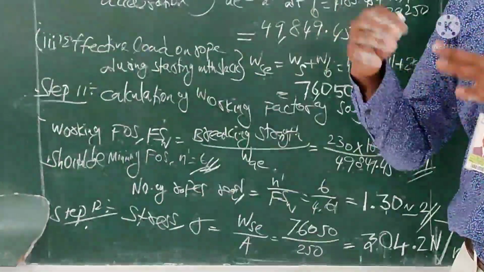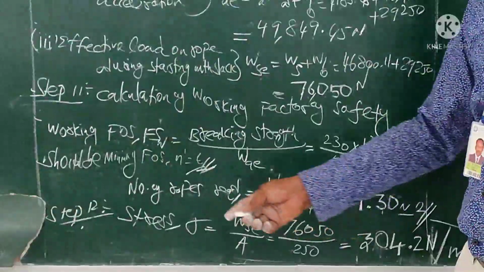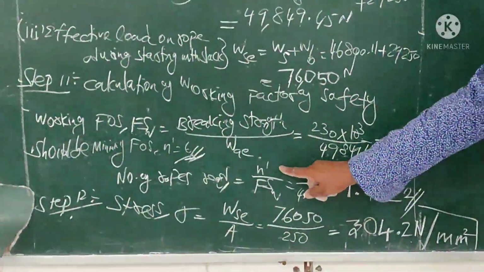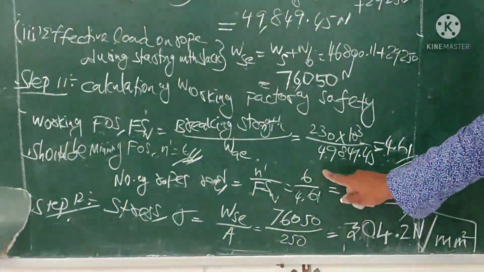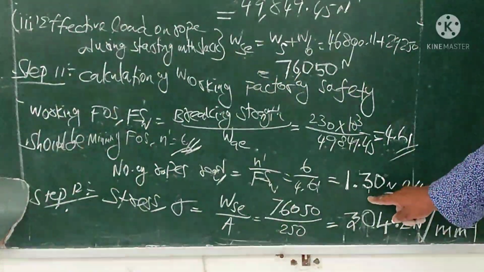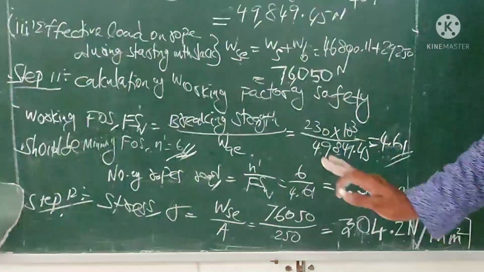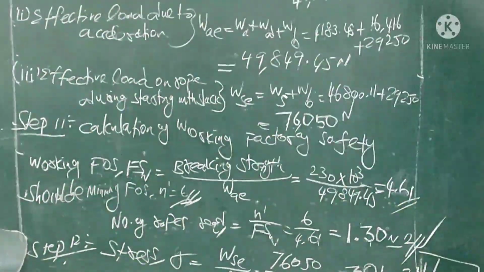Therefore, we need to increase the number of ropes. For this purpose, we calculate number of ropes required for this application. N dash equal to 6 by 4.6. You can get 1.3. We can select the 2 ropes for this particular application.